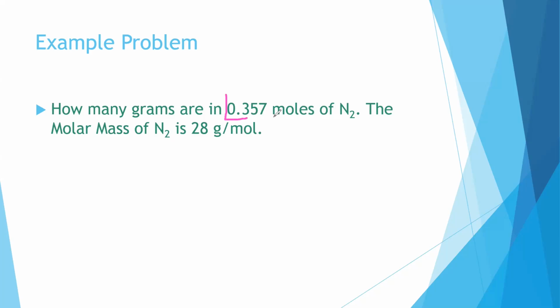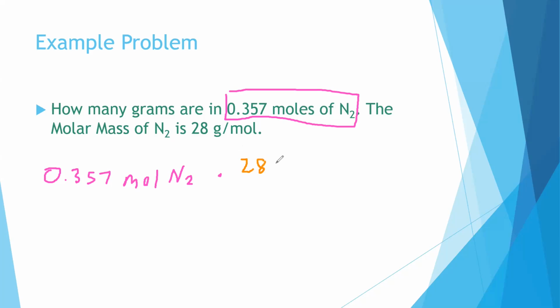So we always start with what we have. What we have is 0.357 mole of N2. Remember, a mole of N2 is just a number, just like a dozen is 12. It's just an arbitrary number. And then we need to use molar mass. But the key is we want the moles to be on the bottom so it cancels out with the moles on the top. So we're going to put it as 28 grams of N2 over 1 mole of N2.